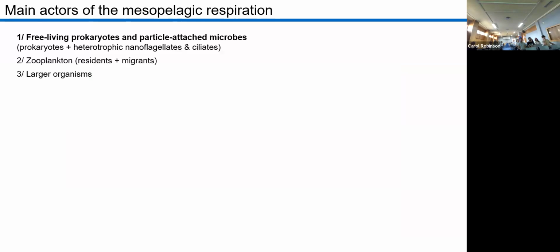So, who are the main actors of the mesopelagic respiration? This week, during this training course, we will focus only on free-living prokaryotes and particle-attached microbes. They are a key contributor of this mesopelagic respiration. Note that the particle-attached community includes prokaryotes, but also heterotrophic nanoflagellates and ciliates. And larger organisms like zooplankton and fish are also key players in mesopelagic respiration.